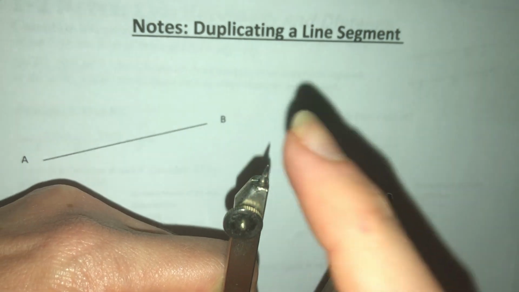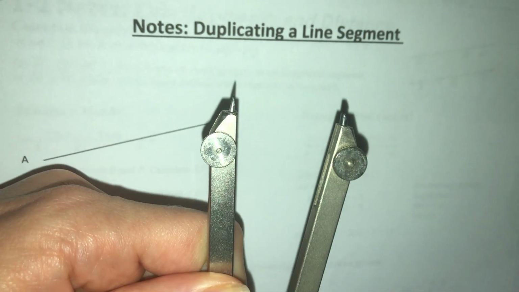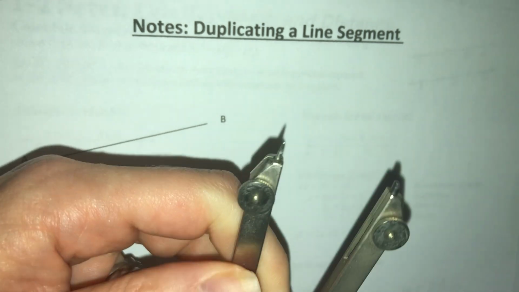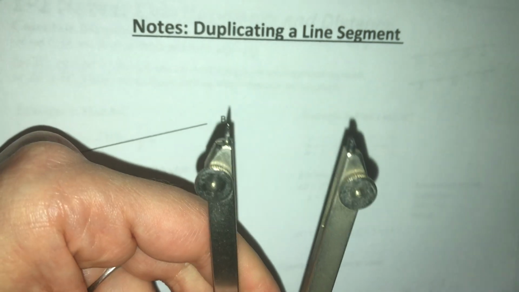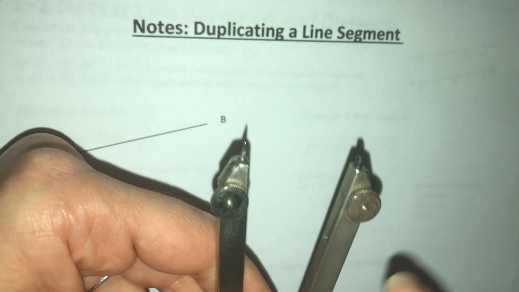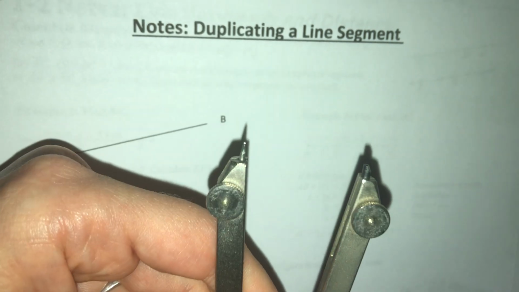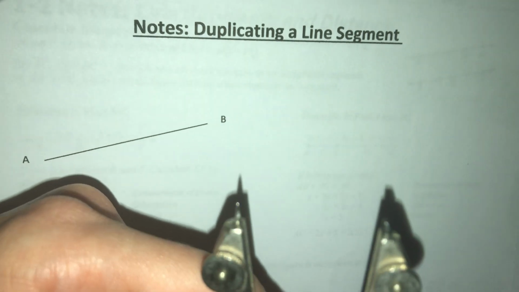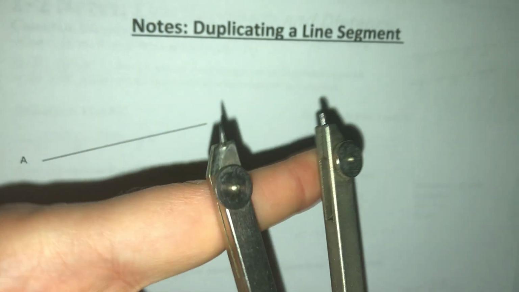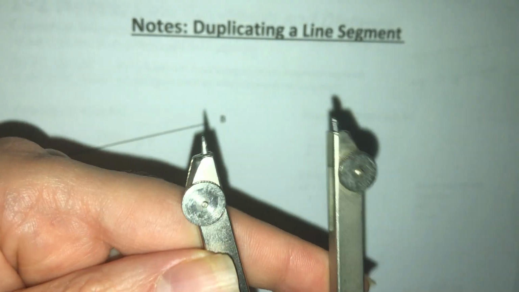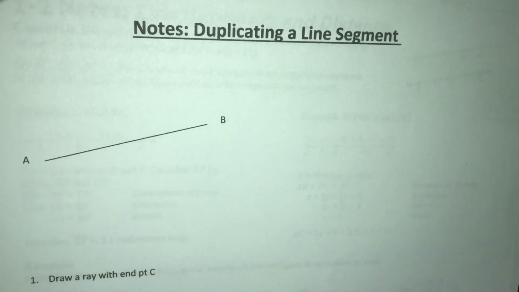One has a pointer on it and it is sharp, so you do need to be careful with this geometry tool. The other side has a pencil lead. Some of the ones that they sell in the store, you actually just put a pencil in and tighten it so it actually holds a real pencil. But this one just holds the lead from a pencil, like if you just get the little packages of lead. So it doesn't matter what kind of compass you have, any compass is fine.